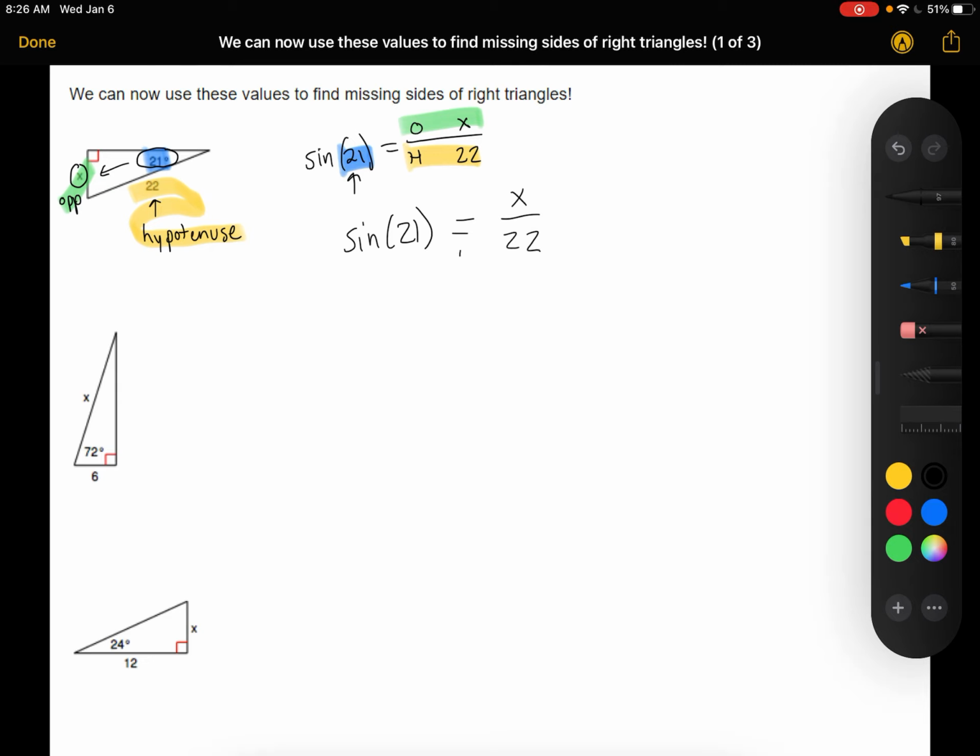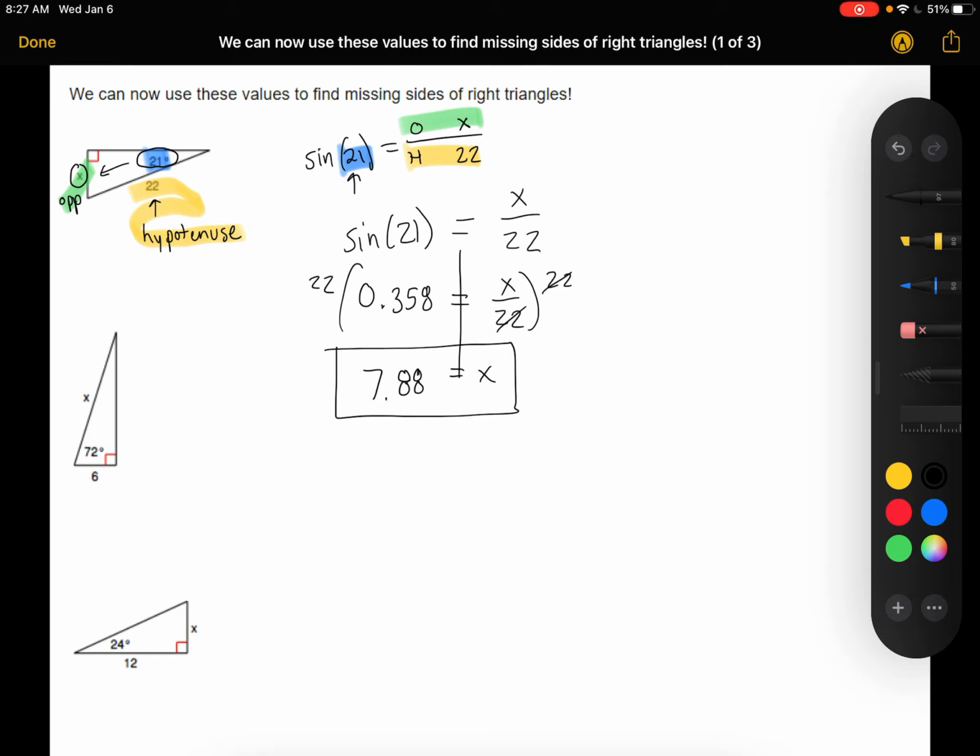So let's actually go through and start solving this. So back to the calculator, sine 21 degrees gets us 0.358. All of that equals x over 22. We want to get x by itself, so we need to multiply both sides by 22. That'll cancel out there. So we'll basically be multiplying that 0.358 by 22. We'll get an answer of 7.88 for x.